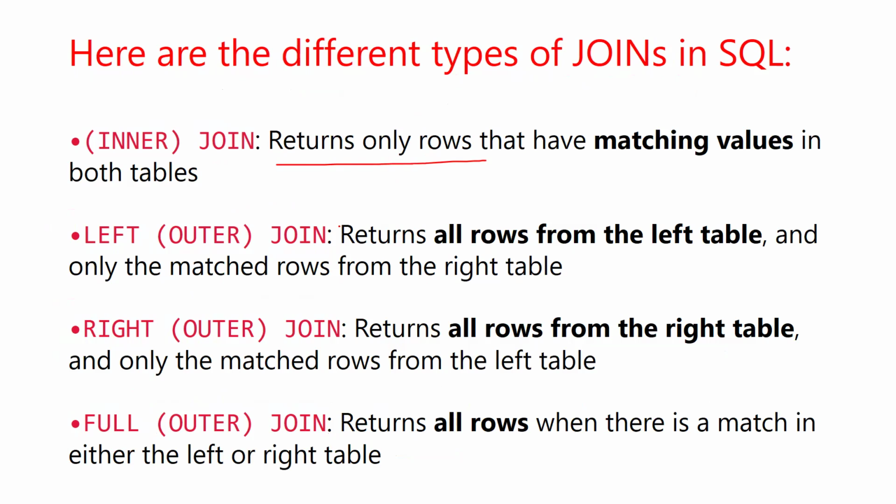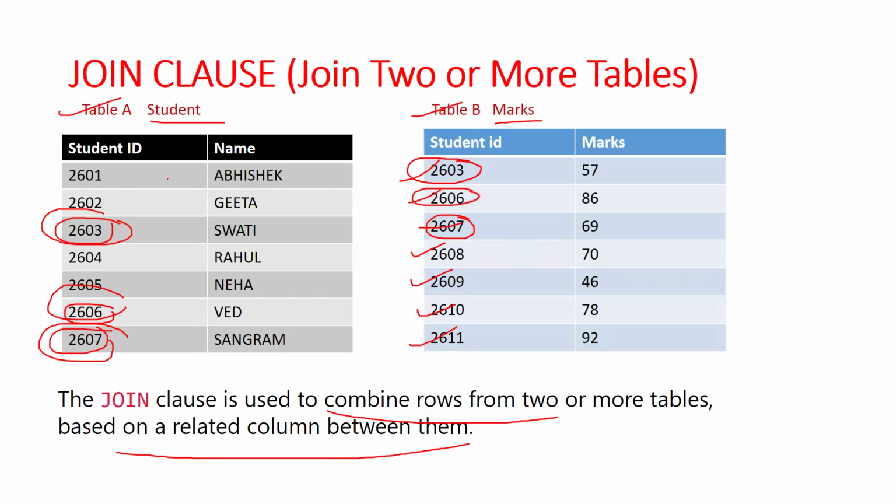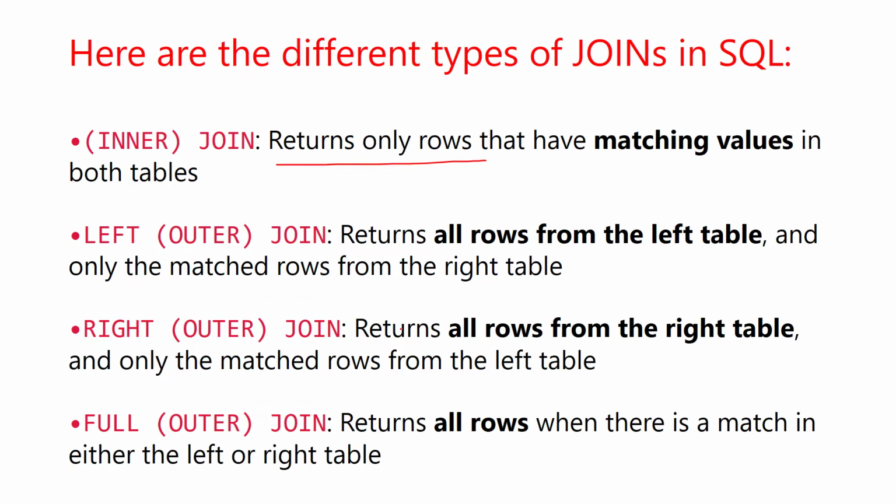And left outer join means return all rows from the left table and only the matched rows from the right table. Means we are talking about all rows from the left table, so all the entries will be visible. And from the right table, only those entries, means this will pick up only these three students' marks. Why? Because these three entries are common in table A and table B. So this is the left outer join.